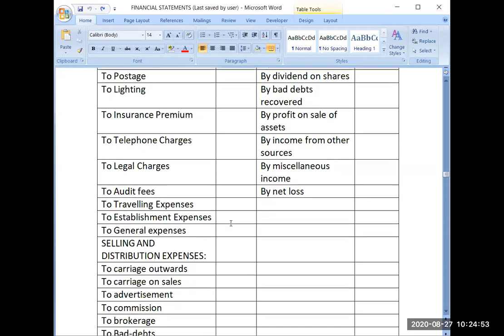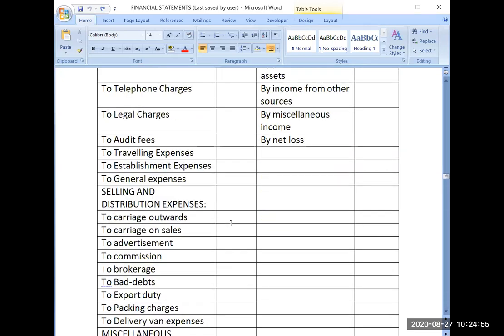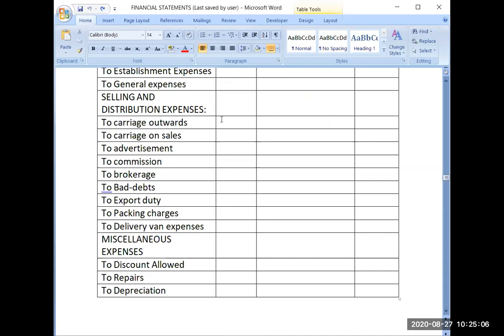Establishment expenses: whatever expenses you are incurring for your office or godowns or business. General expenses: other expenses. Selling and distribution expenses: carriage outward or carriage on sales. If you are selling goods to a customer and also delivering them, it is called carriage on sales. Then advertisement, commission, brokerage, these are the mediums which will help you.